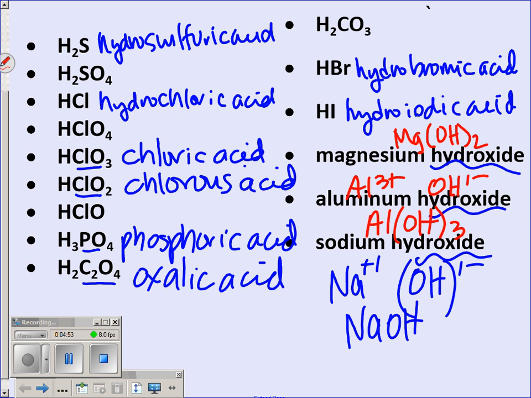So acids start with an H+. The H+ is indicative of the acidic portion of the acid. Bases don't have an H+, they have an OH-. And so what we're going to see is how they interplay together, how they neutralize each other, where they fall on the pH scale, and what their properties are.